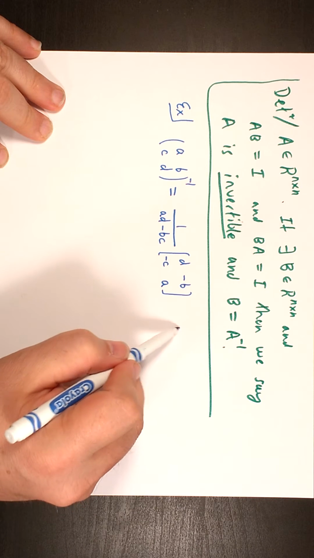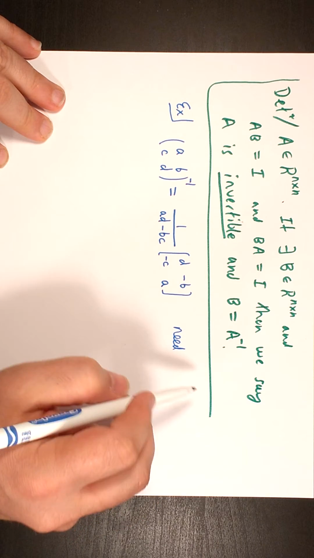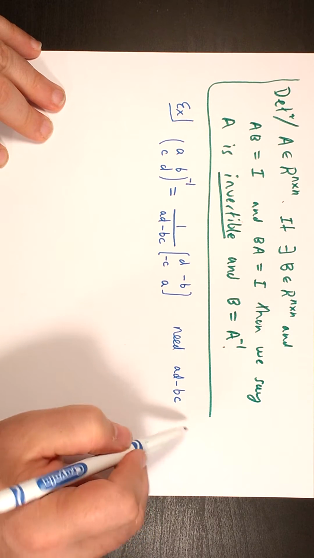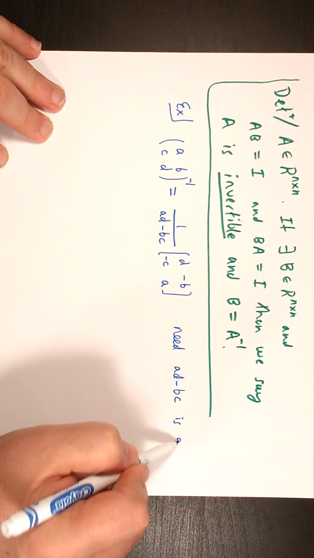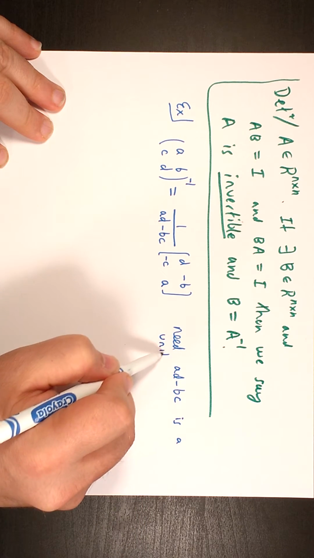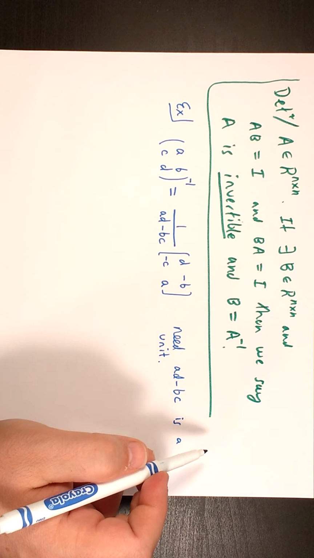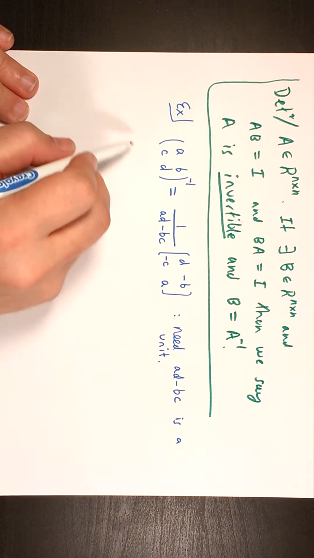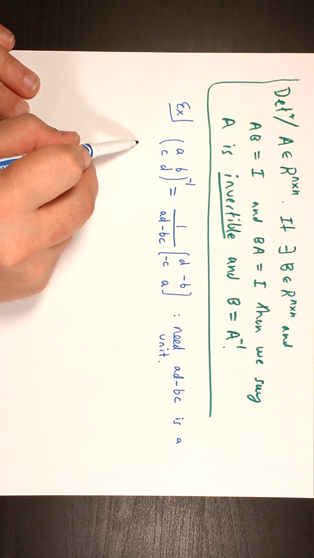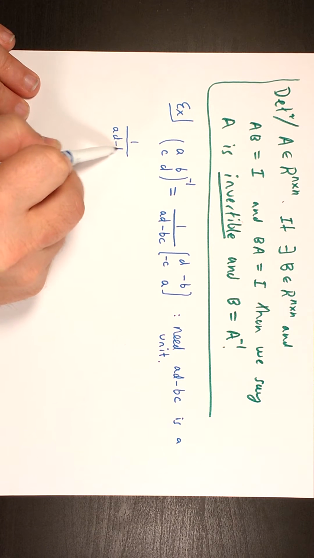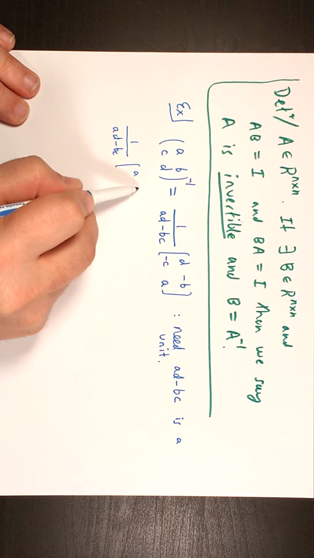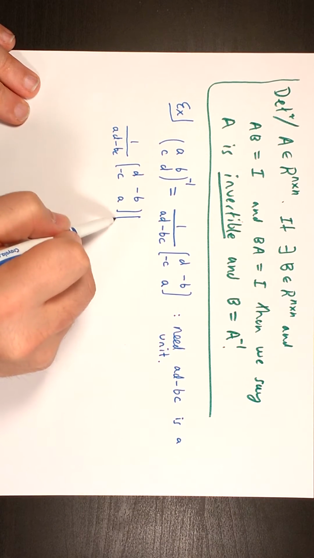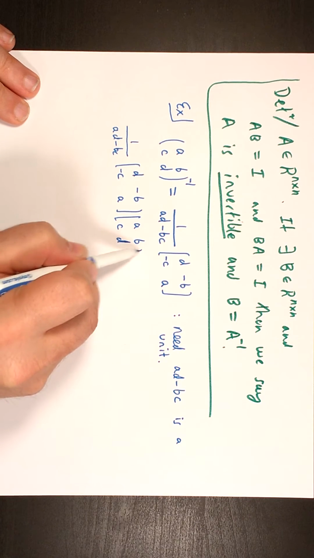Now, we need AD minus BC to be a unit for this to make sense. In other words, you have to be able to divide by it. But let's make that assumption and just see why that formula is legit for a second here. So 1 over AD minus BC, times the matrix D, minus B, minus C, A, and then multiply by the matrix A, B, C, D. What do we get?